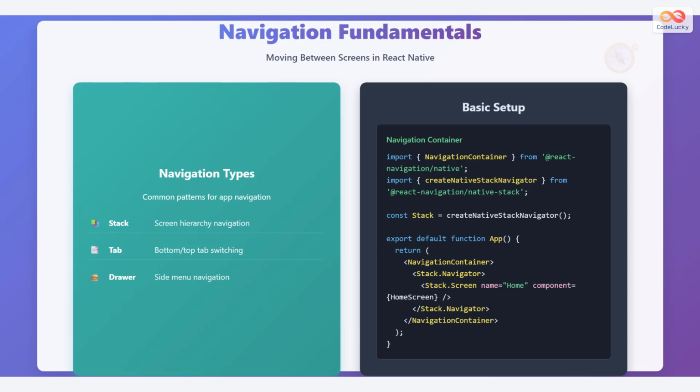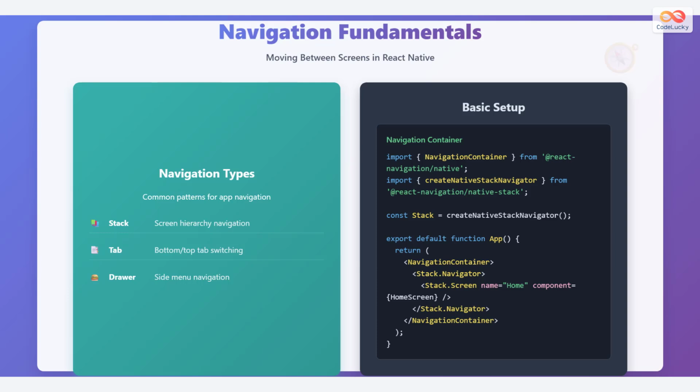Navigation is a crucial aspect of mobile app development that enables users to move between different screens and sections of your application. React Native supports several navigation patterns to match different user interface designs. Stack navigation creates a hierarchical flow where screens are pushed and popped like a stack of cards, perfect for drill-down experiences. Tab navigation provides quick access to main sections through bottom or top tabs, commonly used in social media and productivity apps. Drawer navigation offers a slide-out menu from the side, ideal for apps with many features or settings. Each navigation type has its own use cases and user experience benefits.